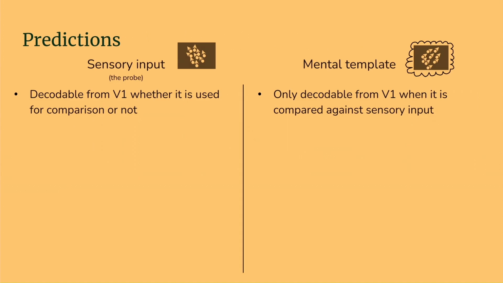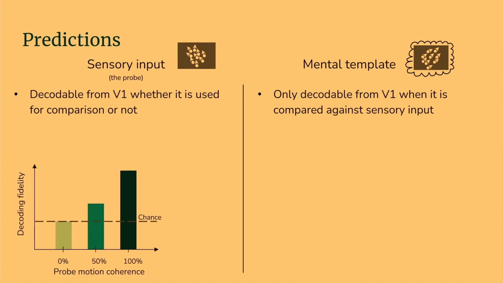And we hypothesized that for the decoding of the probe coherence, of course, should play a big role. If it's 0% coherent, there's no signal to decode, it should not be decodable. Whereas it should be decodable for 50 and 100% coherence.